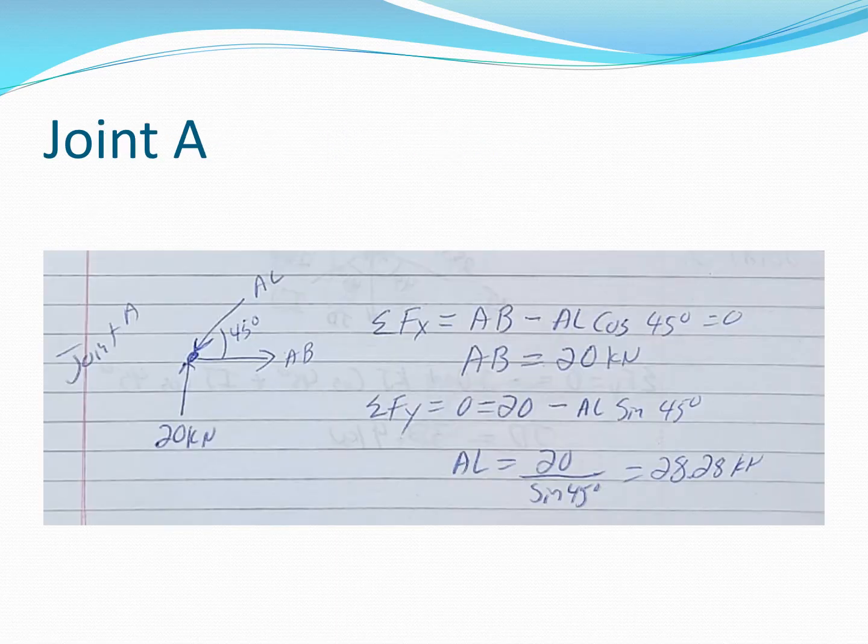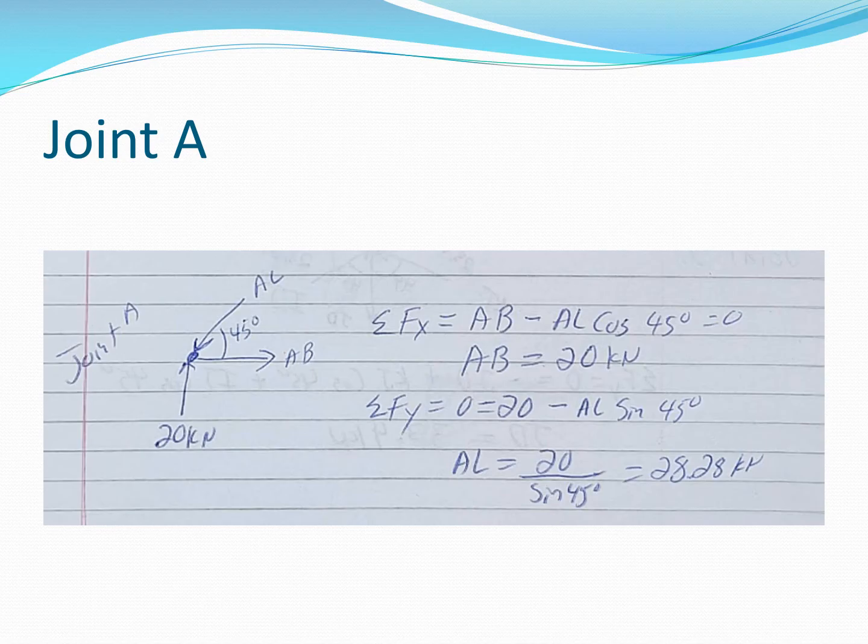So now we're going to jump into the joints, and we are going to start solving. So we can start anywhere where there are 2 or 1 unknowns. Right, so at joint A, there's a 20 kilonewton load. That is the reaction force from the AY reaction force. And AL and AB are unknown.